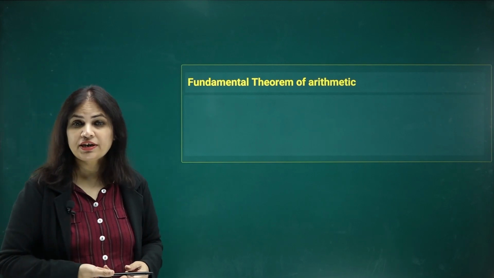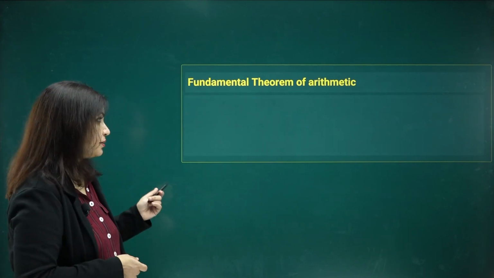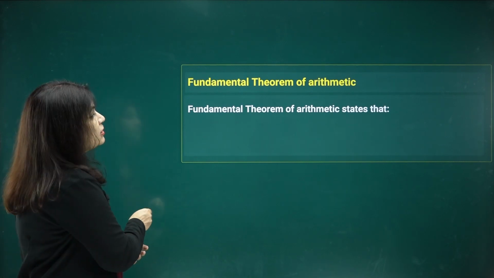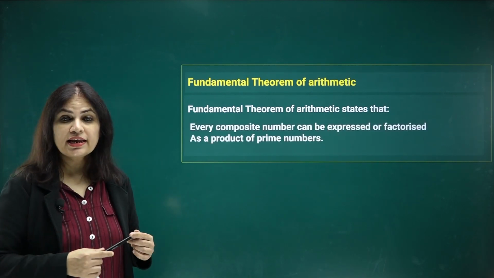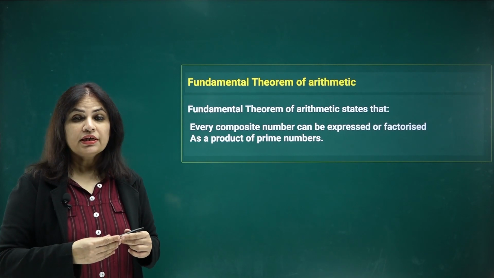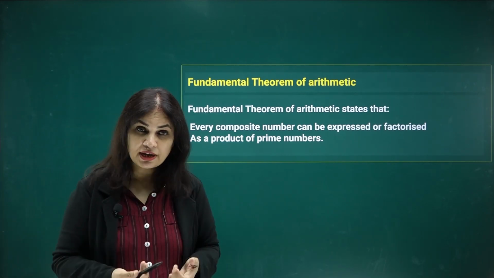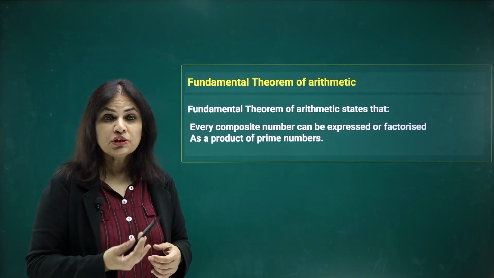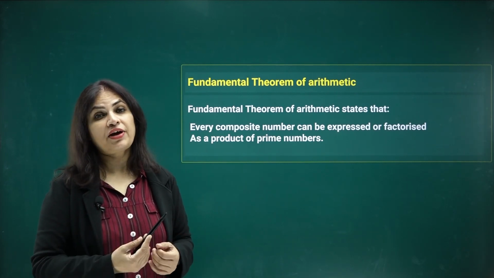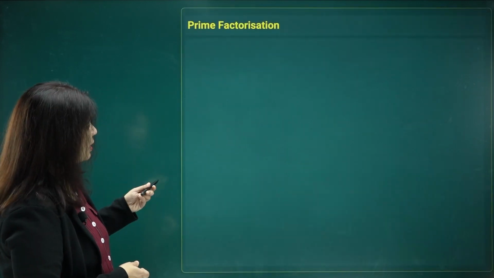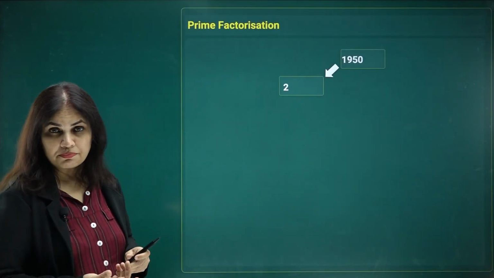Next we come to the fundamental theorem of arithmetic. What does the fundamental theorem of arithmetic state? It states that every composite number can be expressed as a product of prime numbers, and this we have been doing. We have done it using the prime factorization or factor tree method in our previous classes.